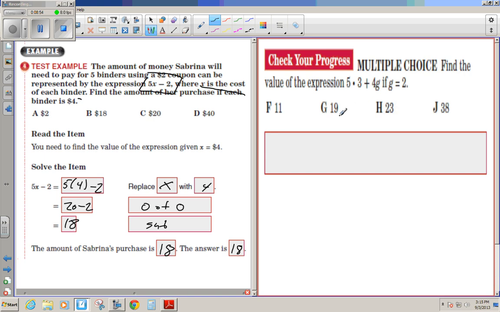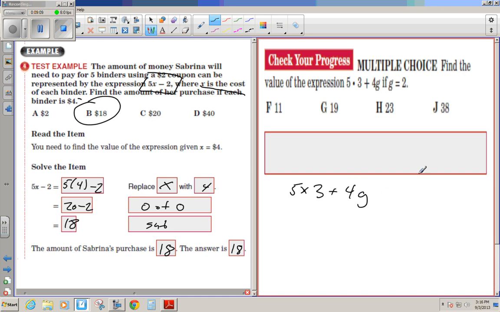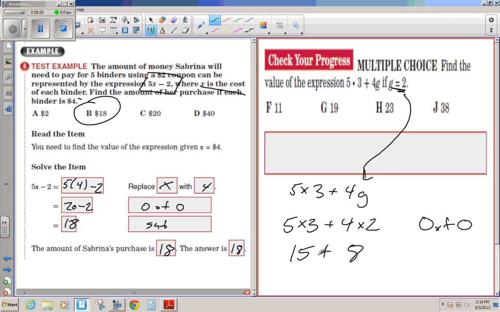All right, multiple choice. So our answer should be B. Multiple choice. Find the value of this expression. We've got 5 times 3 plus 4g. G is 2, so put that in there. Order of operations says to do multiplying first. Multiplying first. Then add. 23. H should be your right solution.